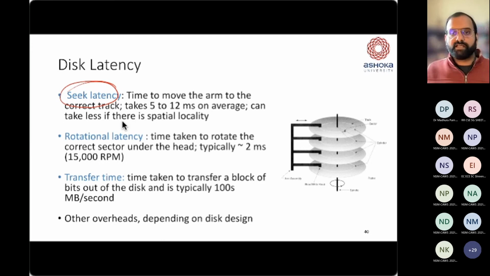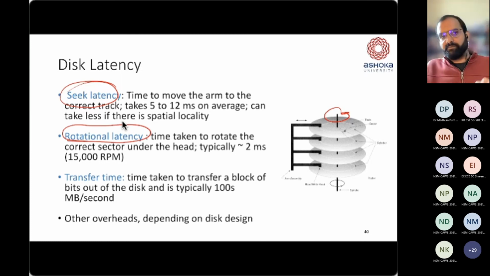So you have to move the motor so that it goes onto the right track. Then all of these disks are actually spinning at a fixed RPM, right? To get to a given sector that you want to read the information out of, you have to wait a little bit for the disk to rotate enough such that the sector that you want to read is right beneath this particular arm. That is what is known as the rotational latency, right?